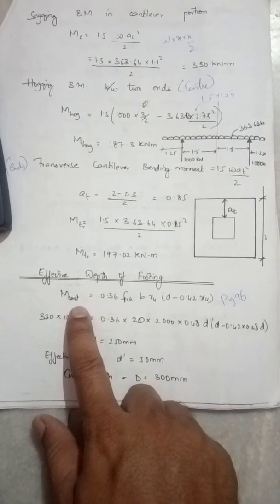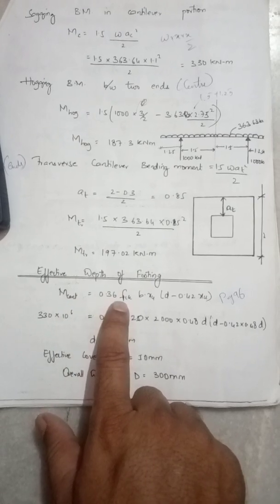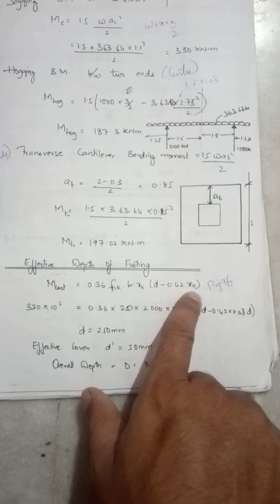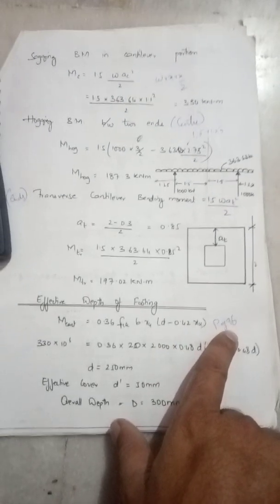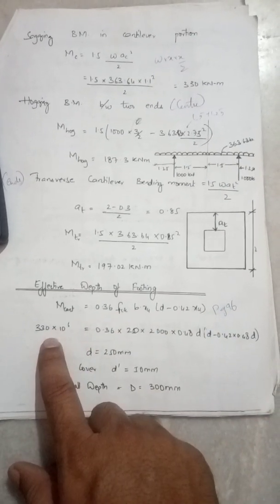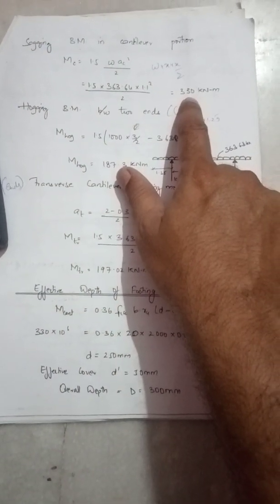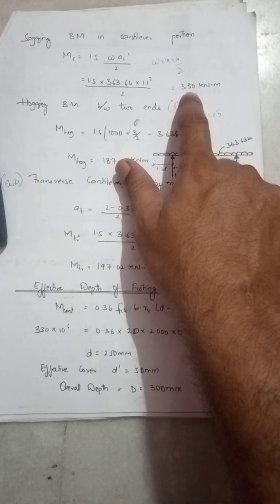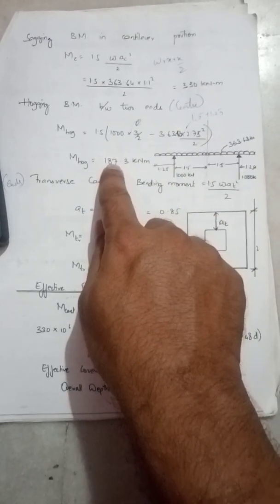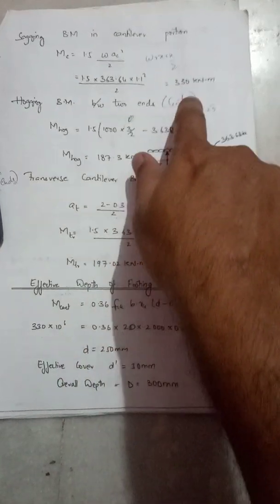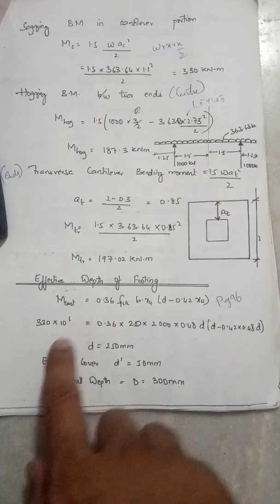So you can see the moment is equal to 0.36 fck into b into xu into (d minus 0.42 xu). This is from page 96 of IS 456. I'm just substituting this moment value of 330. We have to take the maximum value. Maximum we have got at the cantilever part, 330. 187 is lesser than that, and 197 is also lesser than 330.